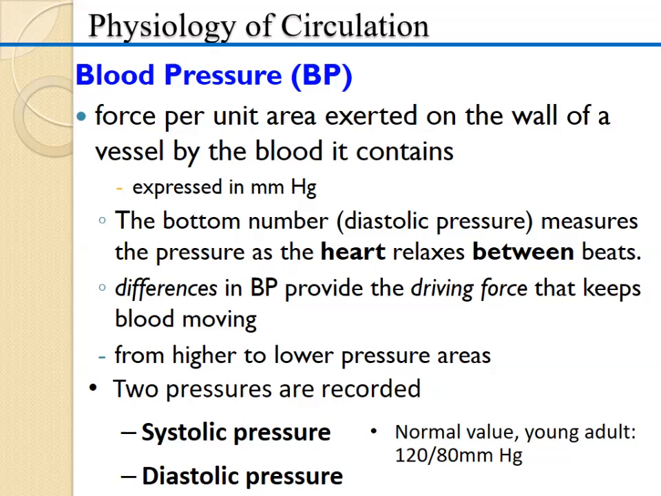So when we take the 120 over 80 BP, the 120 is the highest amount of pressure on the internal vessel, and the 80 represents when that pressure lightens up between the beats. The systolic is the most force put on the vessel, and the diastolic is when that pressure is released between the beats.